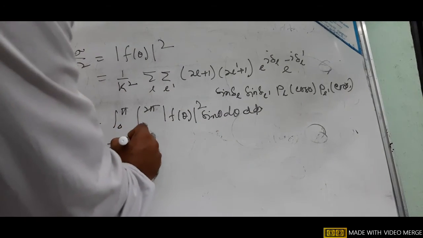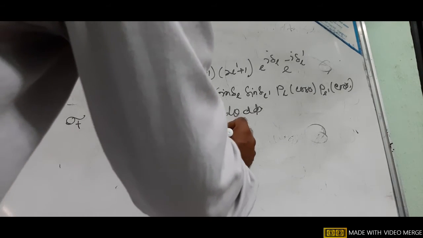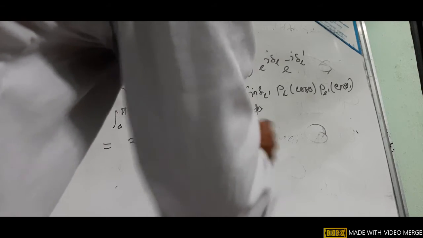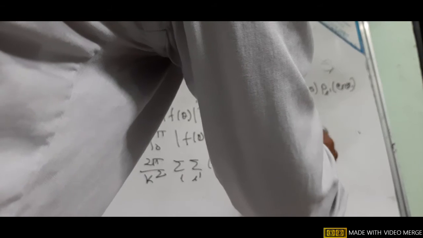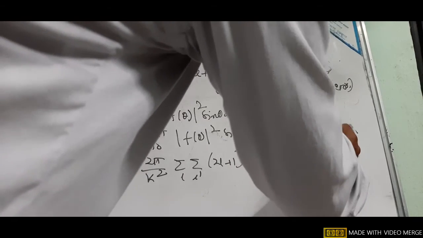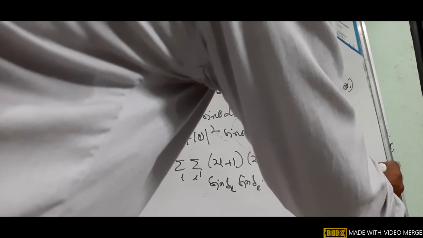So this becomes 2 pi integral 0 to pi |f(theta)|^2 sin theta d theta. So this becomes 2 pi times summation over l, l prime, (2l+1)(2l'+1) e^(i delta_l) e^(-i delta_l') sin delta_l sin delta_l', then integration 0 to pi P_l(cos theta) P_l'(cos theta) sin theta d theta.